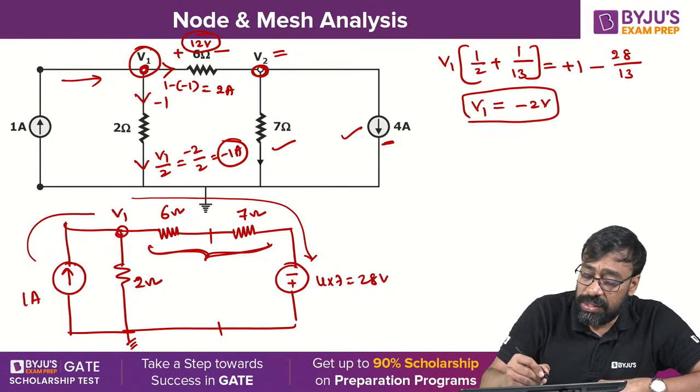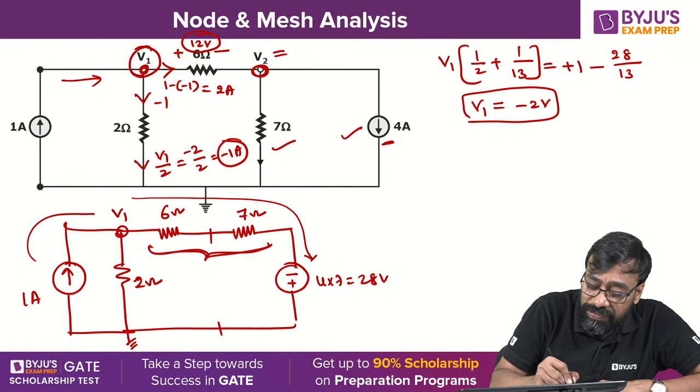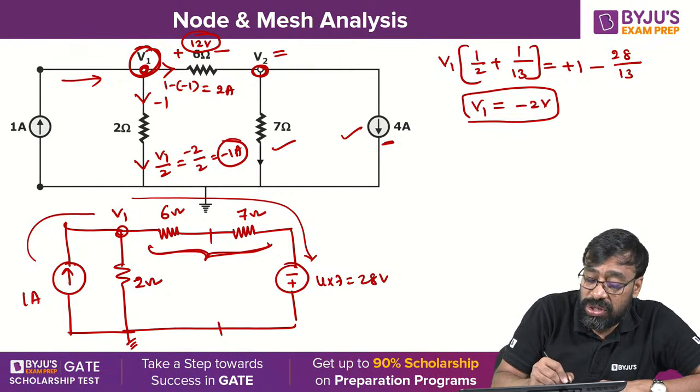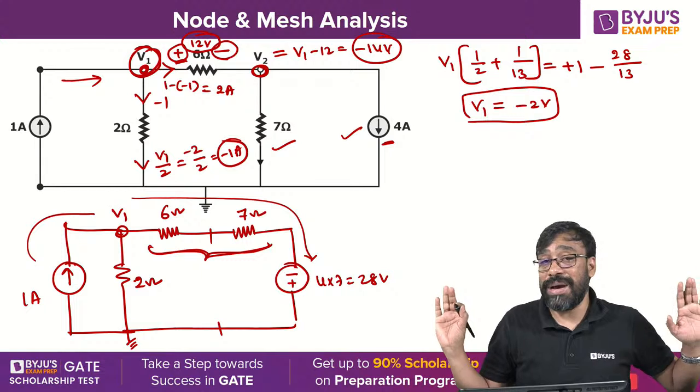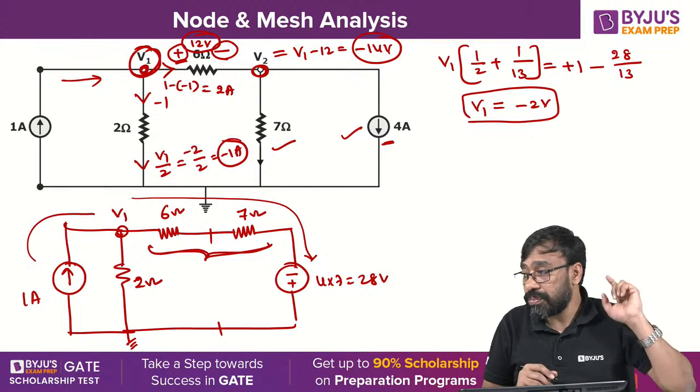Please look at this. So what is V2 here? You're jumping from V1 to V2 by dropping the voltage, that is 12, because you're jumping from higher potential to lower potential. Yes or no? That is why V1 minus 12, already V1 is minus 2. Minus 2 minus 12 is nothing but minus 14 volts. I think you got the same answer in the previous case also.